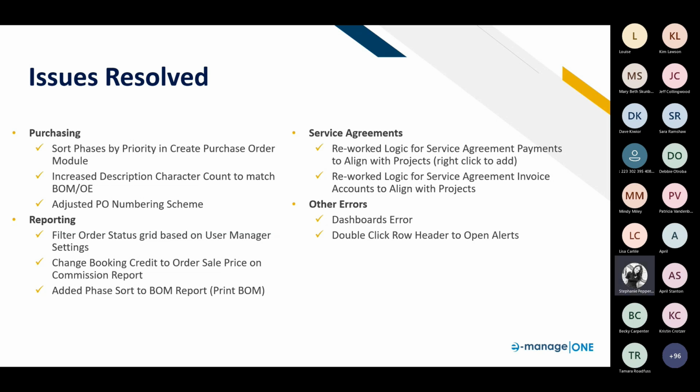Also, following up on reporting, we have an adjustment to the booking credit on the commission report. So just a small update there as far as what's showing up on that commissions report. The booking credit is going to be adjusted to the actual order sell price, so specifically what is on each order, regardless of the booking credit. We can talk more about that in detail if anybody has any questions about what we're adjusting here on some reports.